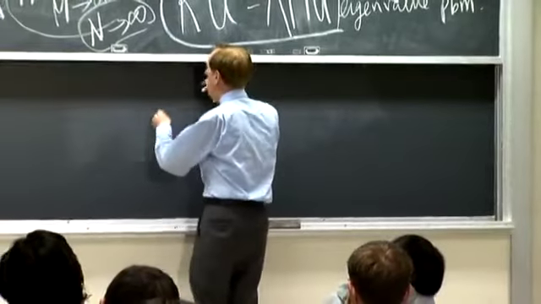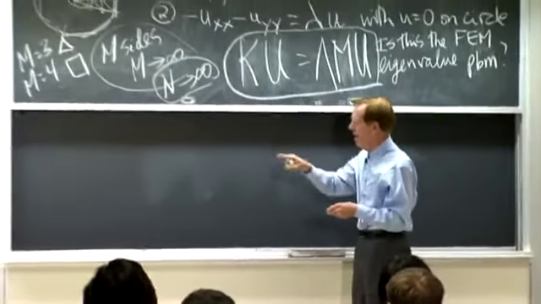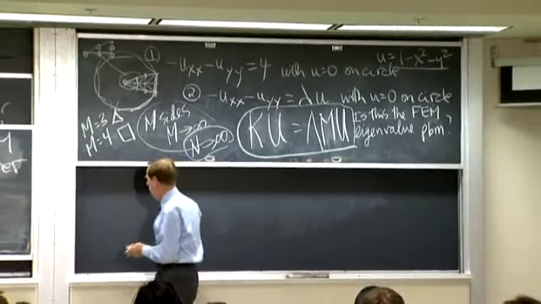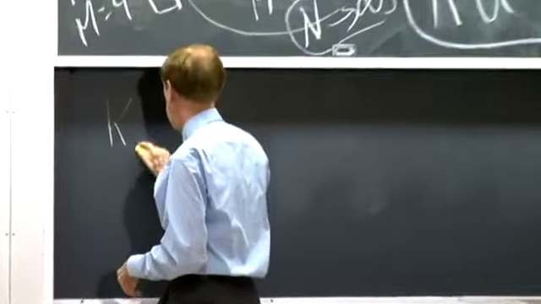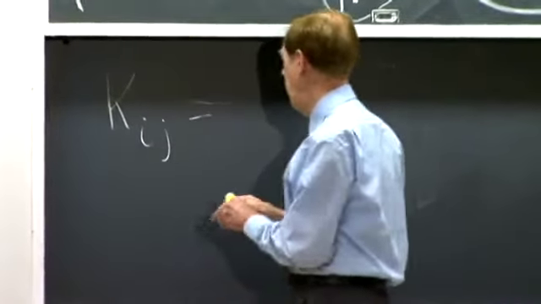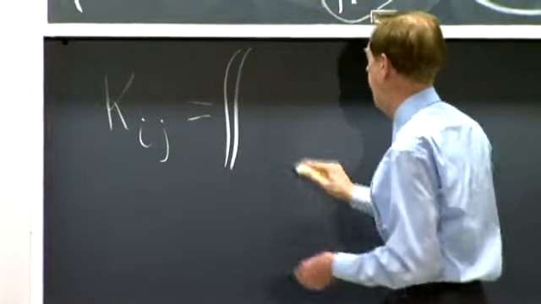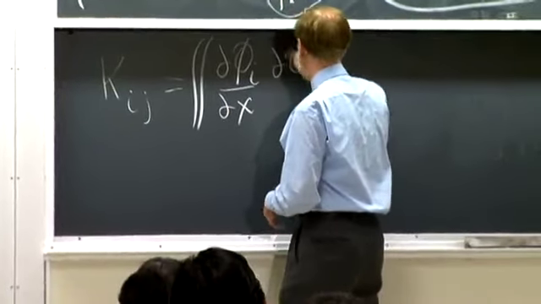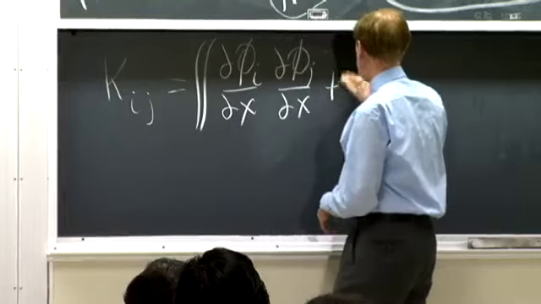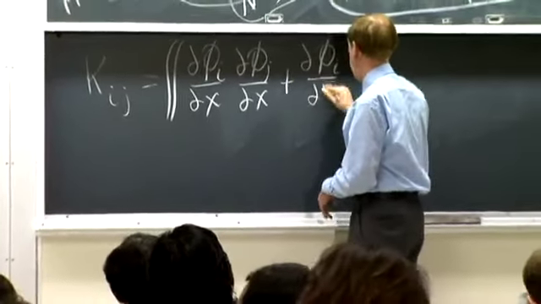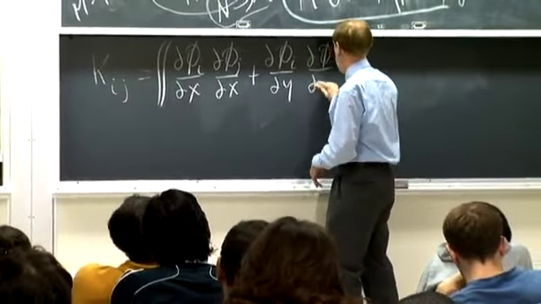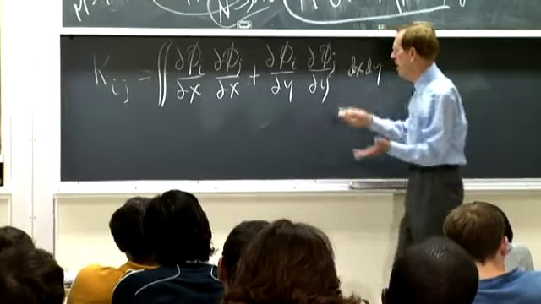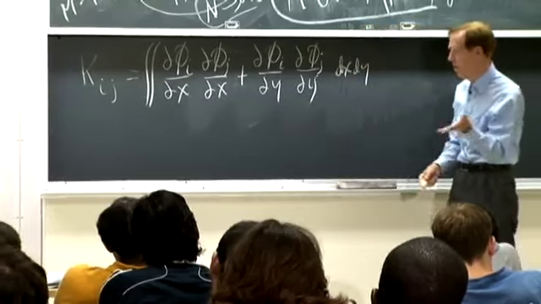If I write down the entries in the mass matrix, you'll get an idea of what they are. So what are the entries in the stiffness matrix? Kij, you remember, is the integral of d phi I dx, d phi j dx, plus d phi I dy, d phi j dy, dx dy. And that's what you're computing, and that's what that code is computing.